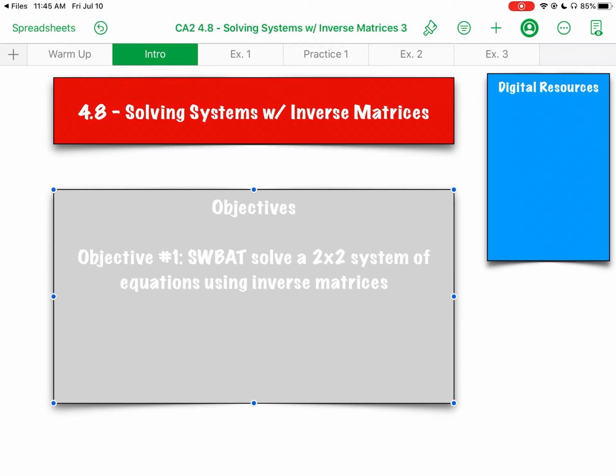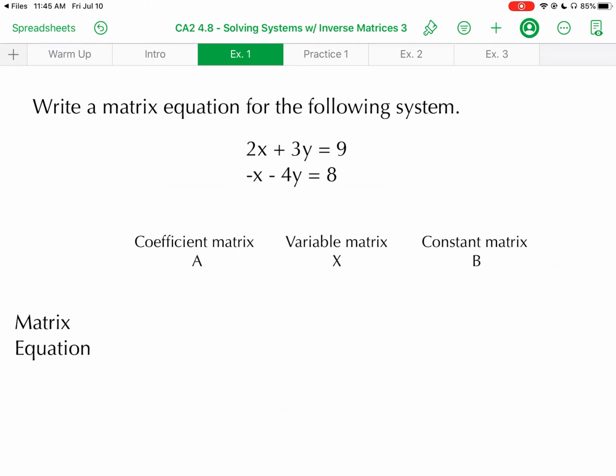All right, in this section 4.8, we're going to give you one last way of solving a systems of equations, and this time it's going to be using inverse matrices. And we're only going to do this for a 2 by 2 system, okay? So let's get right into the concept of a matrix equation, okay?